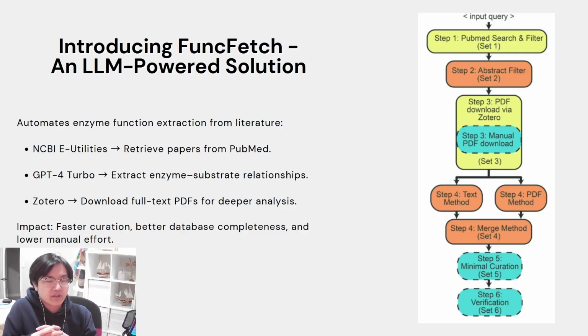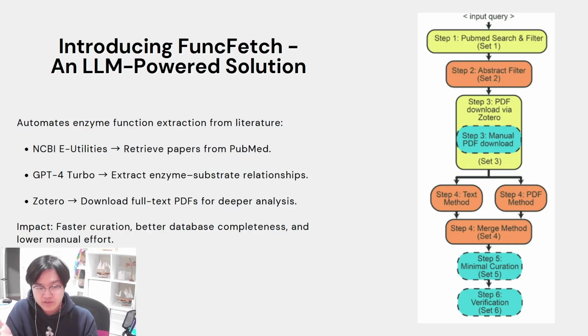So to tackle the problem of the curation gap between the increasing number of available sequenced genomes and function annotation, the authors created FuncFetch, an LLM-powered solution to automate enzyme extraction from literature. Just to give a brief overview of how it works before Amon explains in detail, first PubMed is queried with a set of user-defined keywords, and then the returned abstracts from PubMed are filtered for the presence of the desired enzymes. The PDFs of these filtered results are then downloaded and have their enzyme activity extracted using GPT-4, and then these are further automatically curated and filtered using a Python script to produce a dataset which can then be further manually curated by the end user.